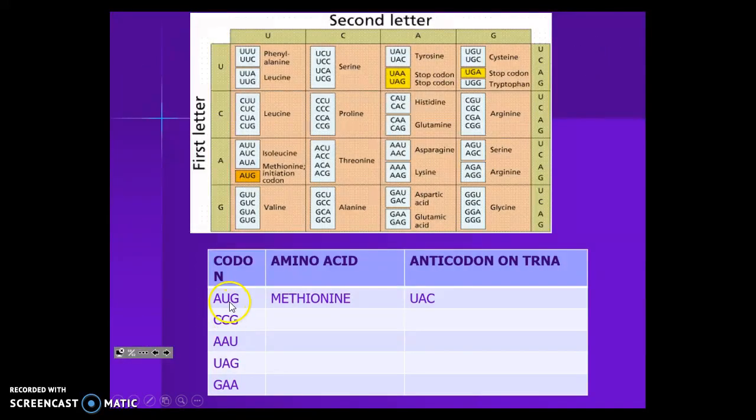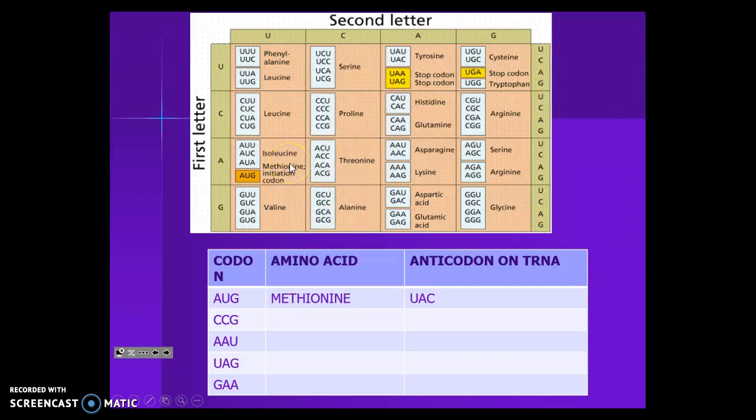So let's practice a few here. If our codon is AUG, we know that the amino acid would then be methionine, and the anticodon that would pair with that would actually be UAC. So let's do this next one, CCG. So you've got C in this row, C in this row, and now we're in this box. And G is the third letter, which leaves us with proline being the amino acid. And the anticodon, that would be what would be found on tRNA, would be GGC.